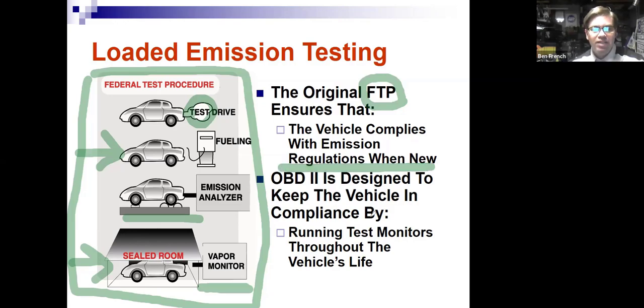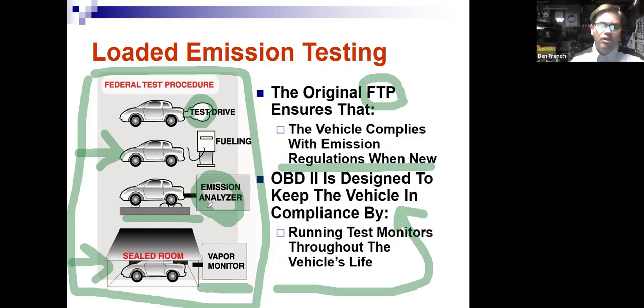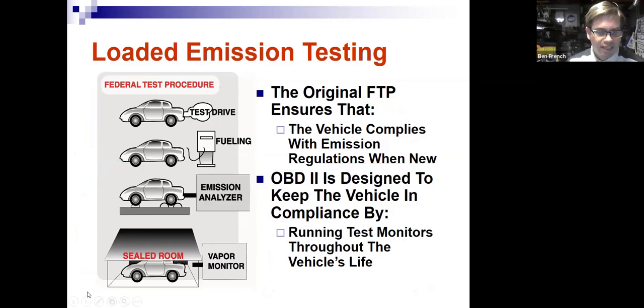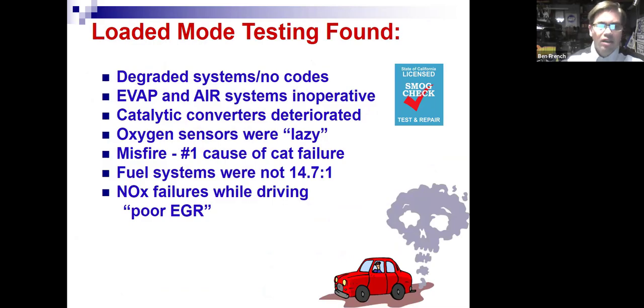The idea behind OBD2 was that for the life of the car now, we're going to try to get that car to maintain its compliance with the federal test procedure. But we're not going to be driving around with an emissions analyzer always hooked up to the car. So what we're going to do is make a little bit more sophisticated software in the computer to indirectly monitor what its emissions are. So if it had any of these failures that we were looking at before, so let's go back a slide. Like degraded systems without codes, the EVAP system not working correctly, air injection that wasn't working. That's what those two smog devices are. A catalytic converter that's deteriorated, problems with the EGR valve, or anything that was going to cause the emissions to go up beyond the federal test procedure.